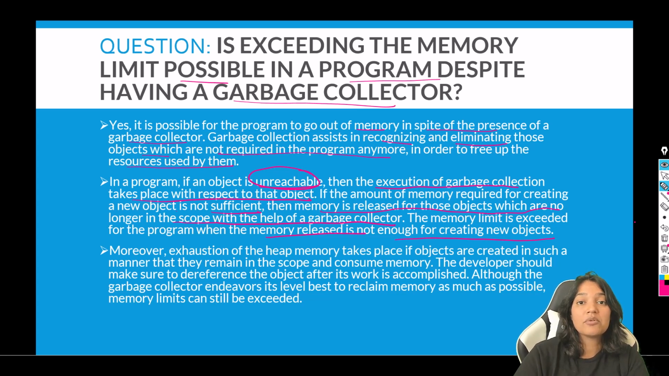So even if the garbage collector runs, it doesn't guarantee that you will never run into memory issues. You can still run into memory issues even with the garbage collector. Moreover, exhaustion of the heap memory takes place if the objects are created in such a manner that they remain in scope and consume memory. So if a programmer is not descoping them or dereferencing them to null, then those objects are still reachable and the garbage collector cannot remove them. So the developer should make sure to dereference the object after the work is accomplished.